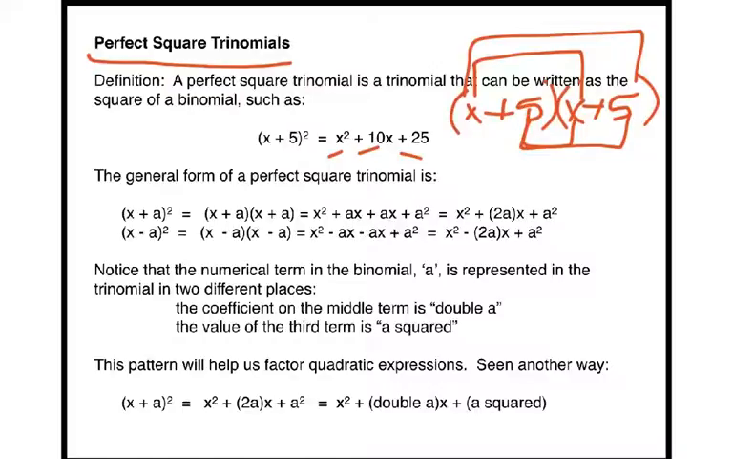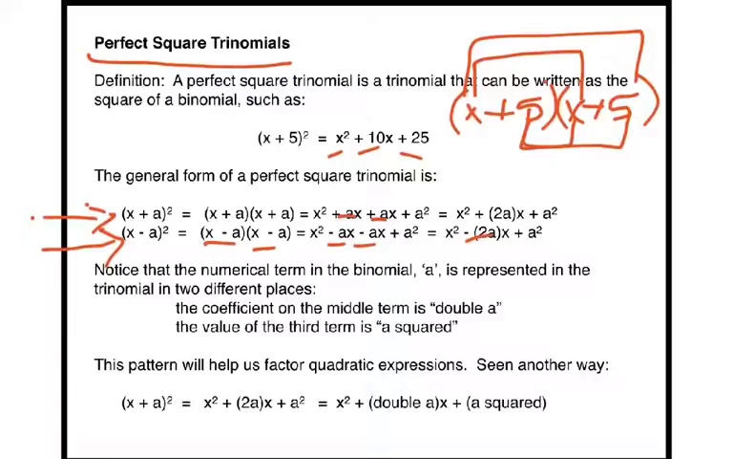The general form of a perfect square trinomial is as follows. X plus a squared is really x plus a times x plus a, which FOILs out to be x squared plus ax plus ax plus a squared, and you combine the middle two terms to equal 2ax. Also, you can have x minus a squared, which is x minus a times x minus a and FOILs out to be x squared minus ax, and again you combine like terms to be the minus 2ax in the middle.